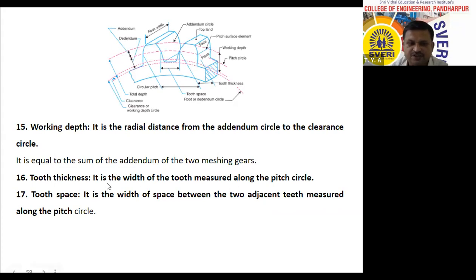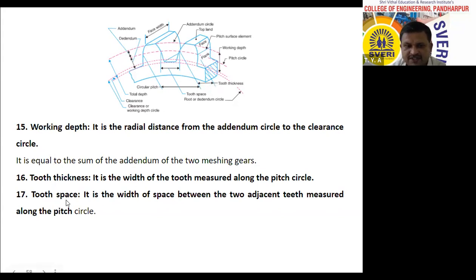Next is tooth thickness. It is the width of the tooth measured along the pitch circle. See that this is the tooth thickness. This is the pitch circle. Therefore, it is the width of the tooth measured along the pitch circle.